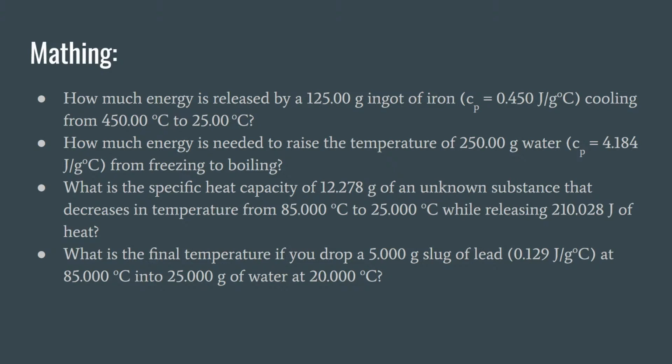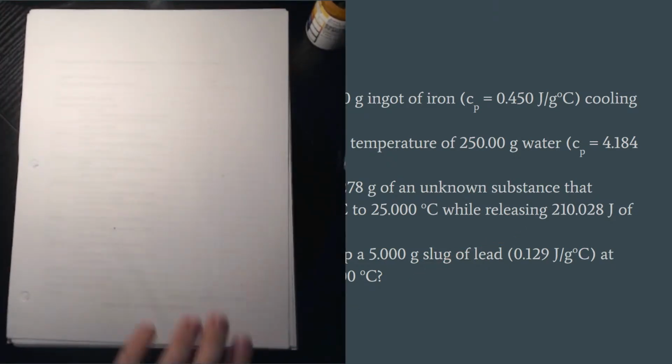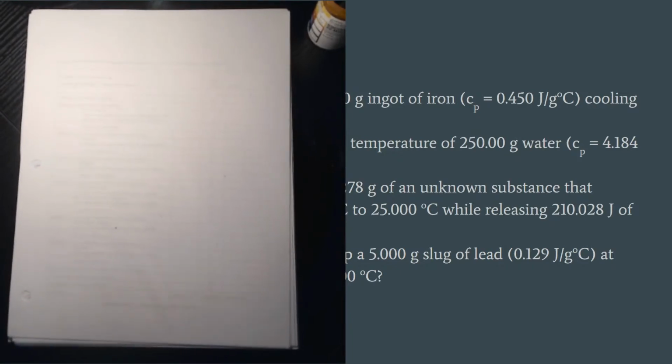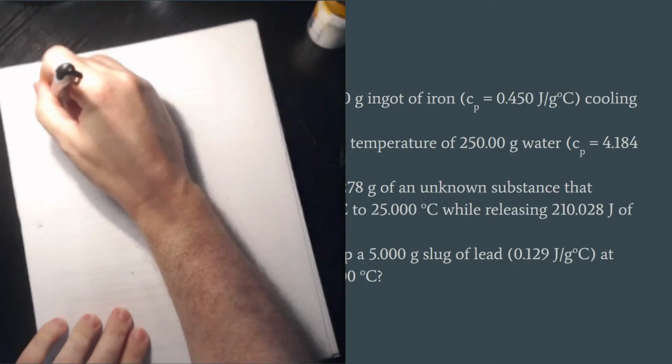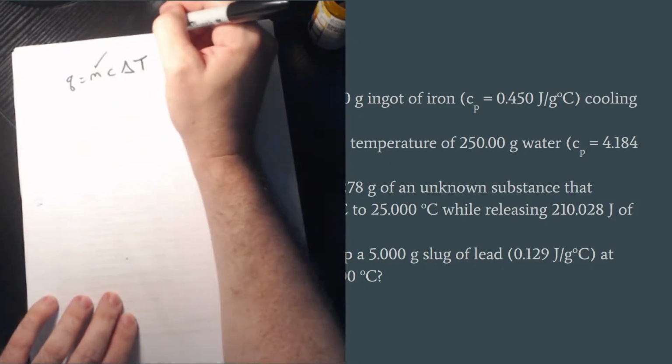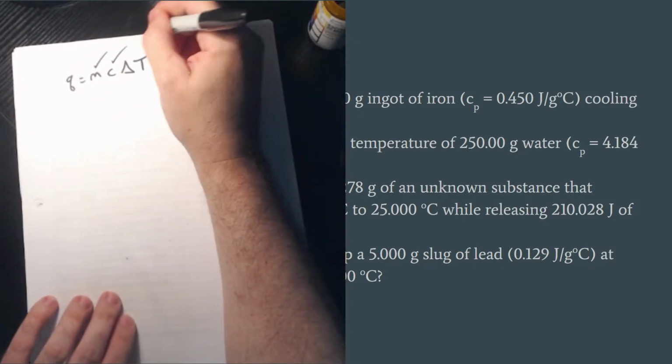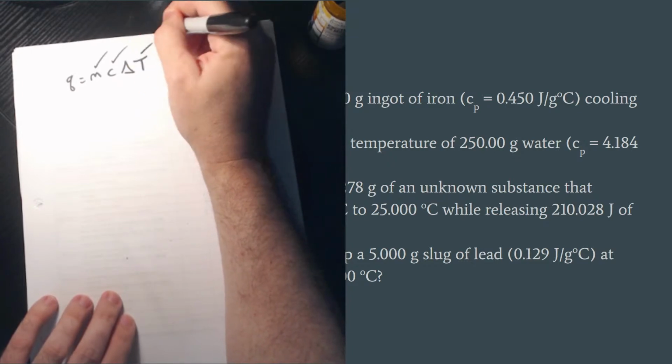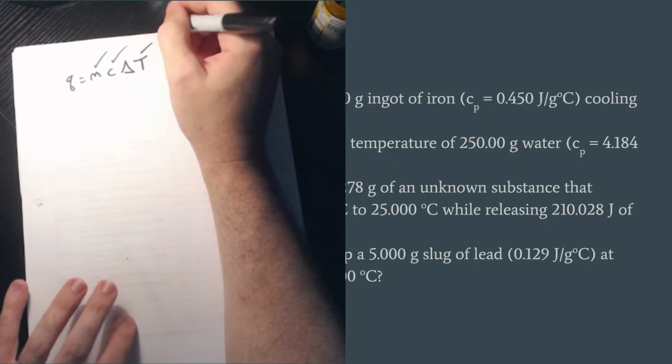How much energy is released by a 125-gram ingot of iron? An ingot is just a chunk, just a little bar, with a heat capacity of 0.45 joules per gram degree Celsius, cooling from 450 degrees Celsius to 25 degrees Celsius. All right, so we bring up this guy. All right, so Q equals mc delta T. And in this case, I give the mass, 125 grams. I gave the specific heat, it's 0.45 joules per gram degree Celsius, and I gave the change in temperature. Final minus initial. We're cooling it down.